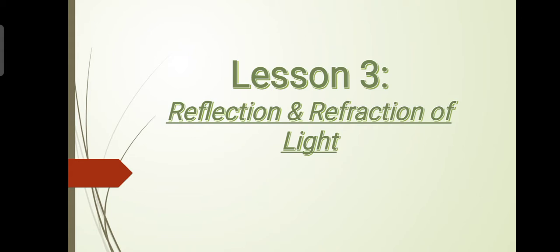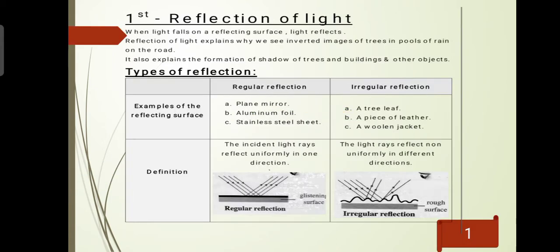Today we will complete our unit with the last lesson, which is called reflection and refraction of light. Our lesson is divided into two main parts. The first part is talking about reflection of light, and the second part is talking about refraction of light. The first point is reflection of light. What is the meaning of reflection of light?